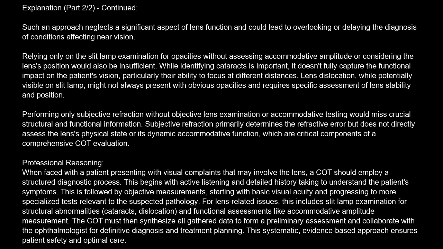While identifying cataracts is important, it doesn't fully capture the functional impact on the patient's vision, particularly their ability to focus at different distances. Lens dislocation, while potentially visible on slit lamp, might not always present with obvious opacities and requires specific assessment of lens stability and position. Performing only subjective refraction without objective lens examination or accommodative testing would miss crucial structural and functional information. Subjective refraction primarily determines the refractive error, but does not directly assess the lens's physical state or its dynamic accommodative function, which are critical components of a comprehensive COT evaluation.